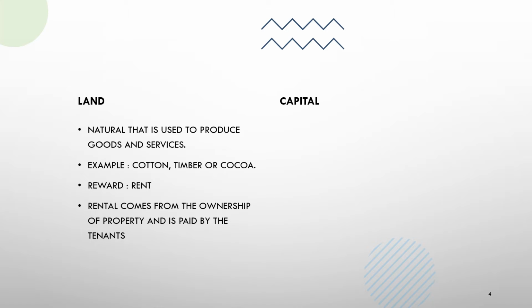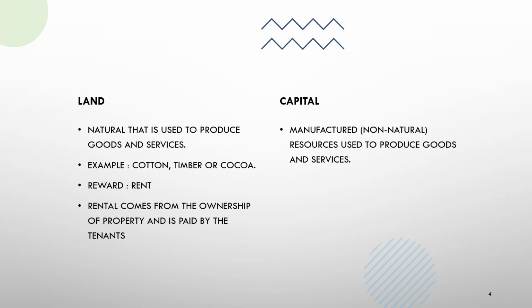Now let me look at what capital is. Capital includes all man-made resources. That means non-natural resources used to produce goods and services. Examples of capital are machinery, equipment, factories and office buildings, and automated production lines. And the payment for capital is interest.